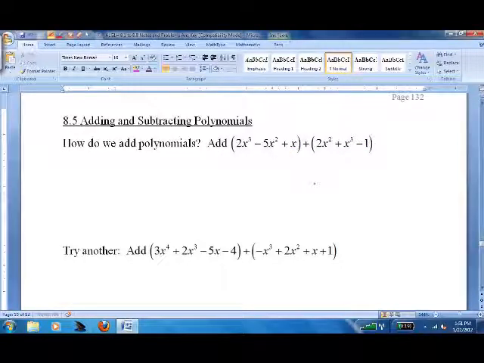And I like to rewrite them, make sure they're in order. And I like to change all the negatives to plus. I just think it's a smarter way to do it. But whatever works for you.